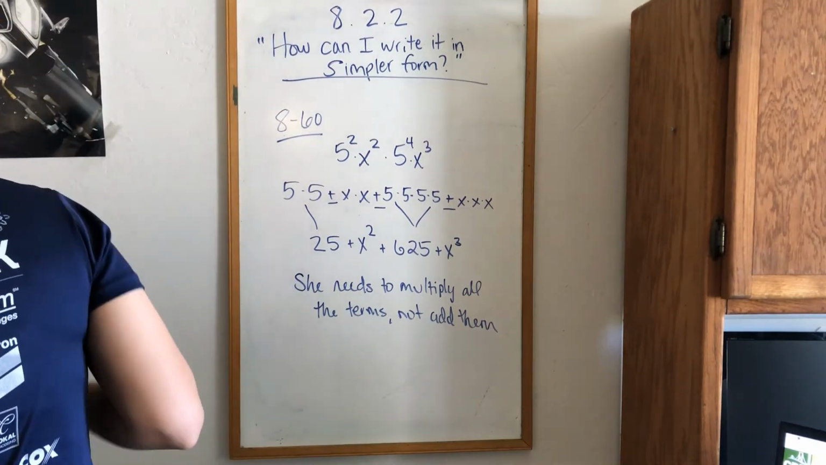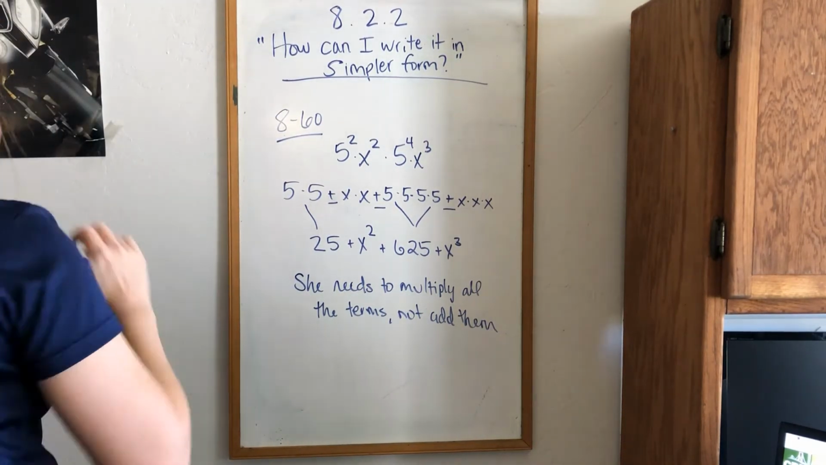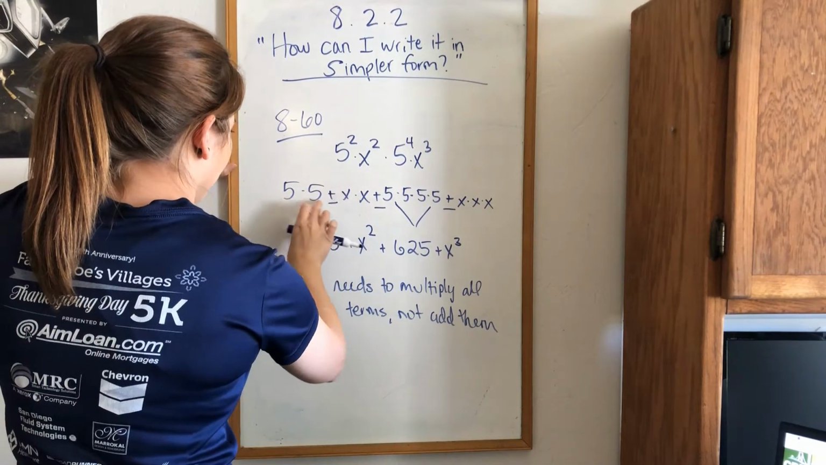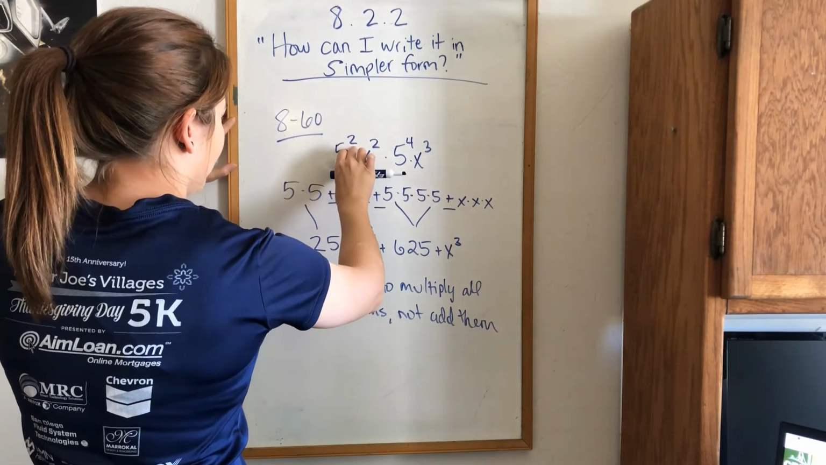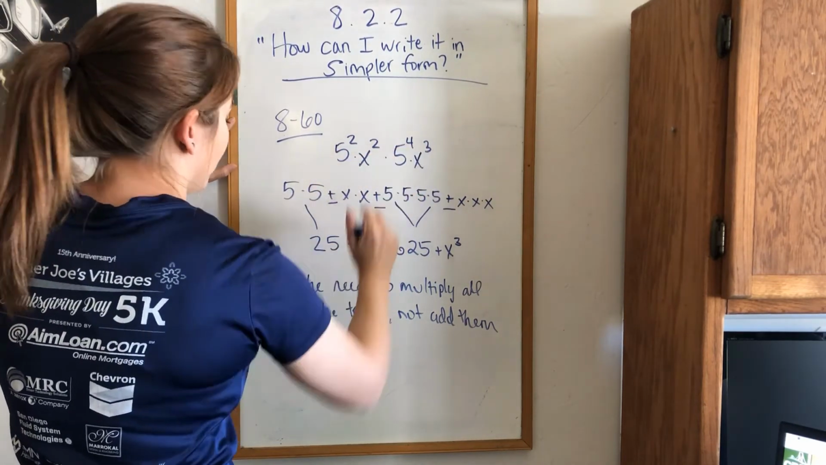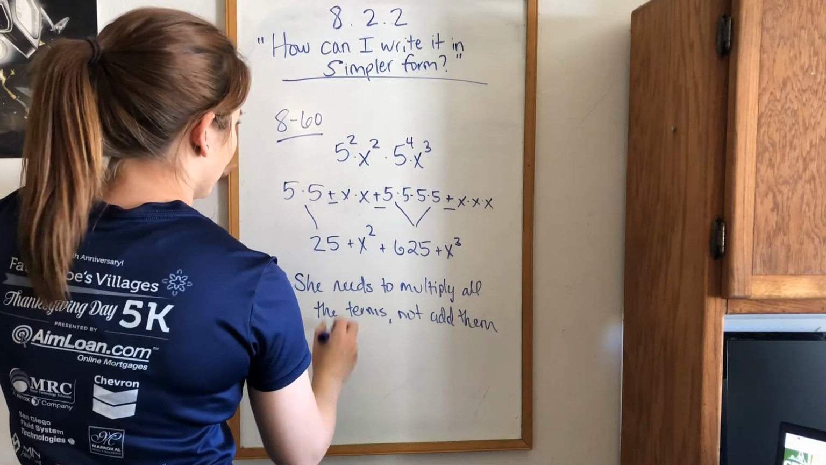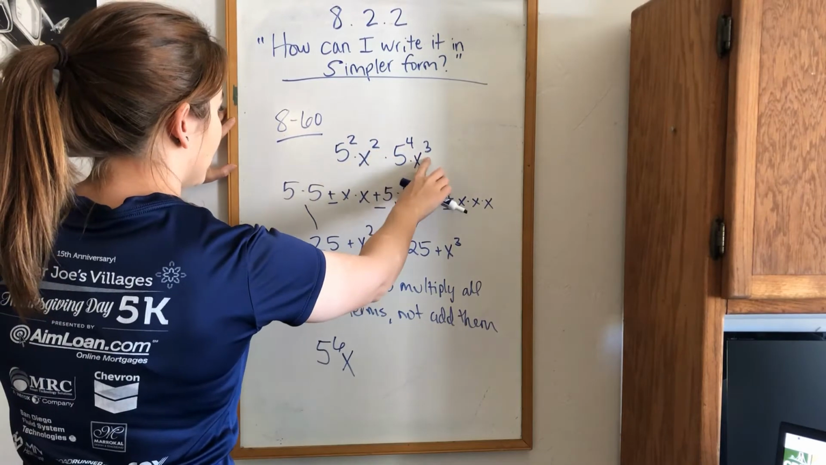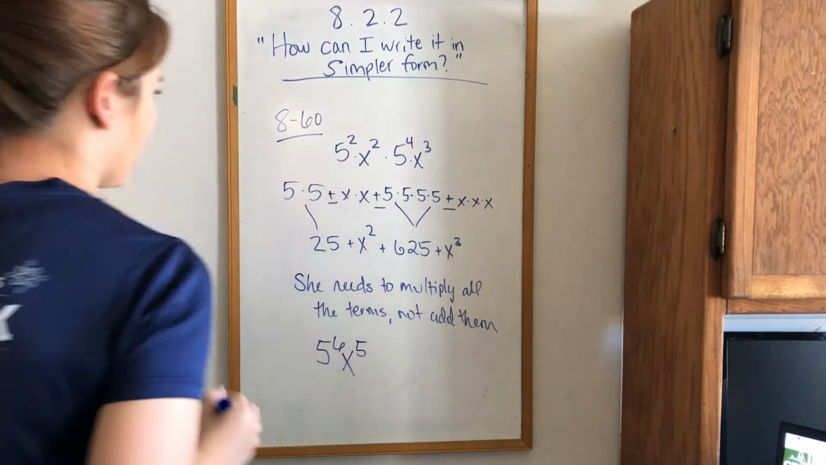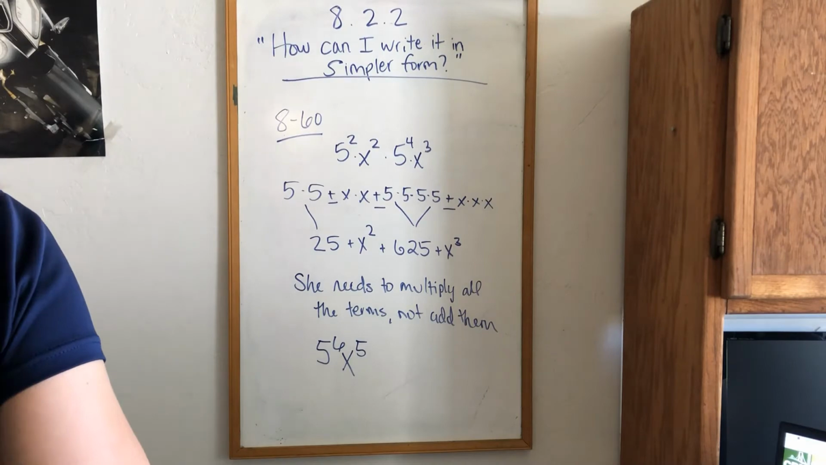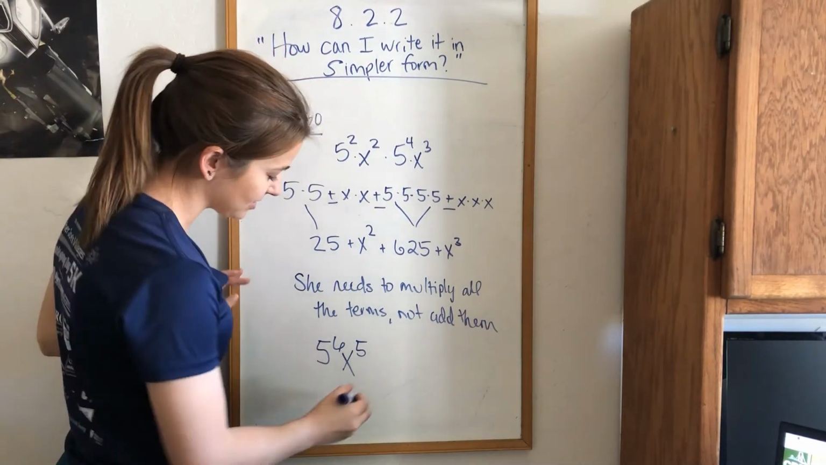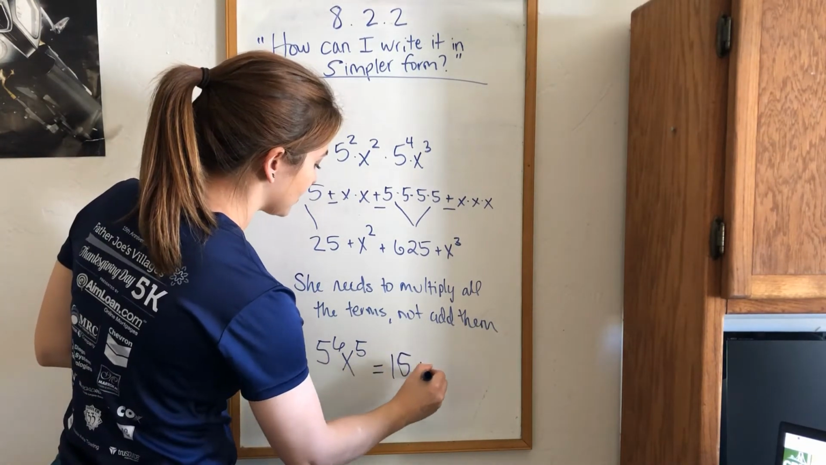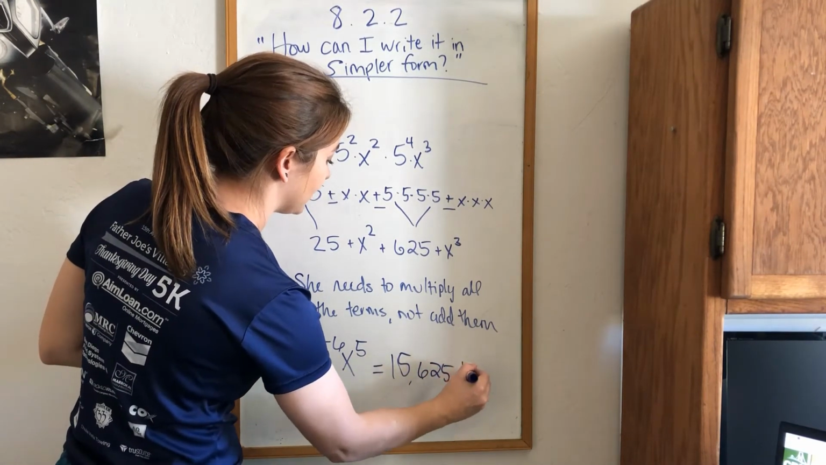So then I came up with, if she multiplied all of them, she would get 5 to the second times 5 to the fourth. We keep that 5 and add the exponent, so it would be 5 to the sixth. And then it would be x to the 2 plus 3, fifth. And if you want to do 5 to the 6th in your calculator, you can, and that comes out to 15,625 x to the 5th power.